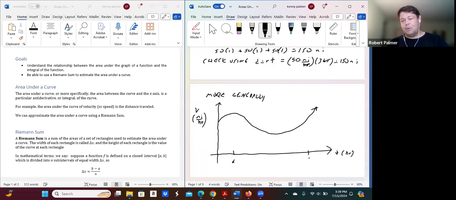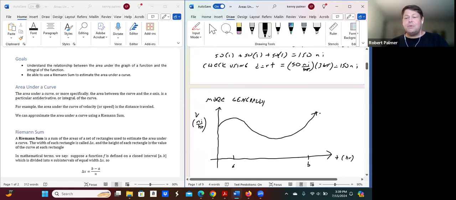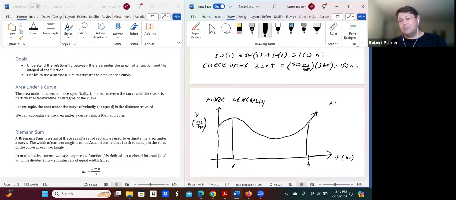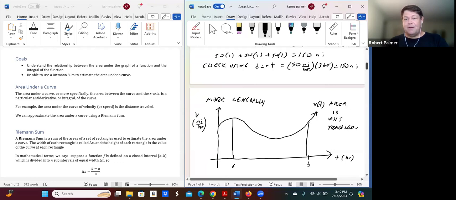And here, once again, we're going to go between some point A and some point B. What we can do is that area here is still the distance traveled under the curve, although it's a little harder to find. This is our velocity. I probably should have called it V of t in the other one. That's okay, velocity. Now how can we add that up? How can we find that area?